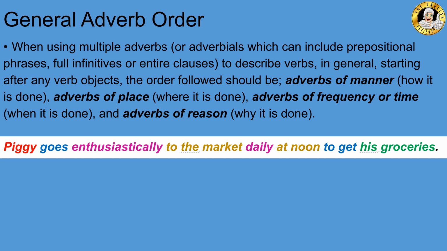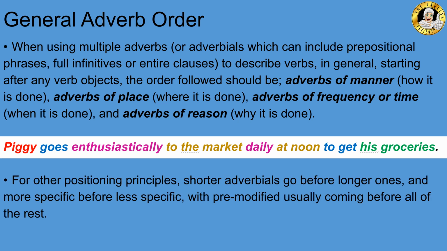So regardless of actually what these things are, they are all really acting adverbially. And then you've got the object, his groceries. So Piggy goes enthusiastically to the market daily at noon to get his groceries. Now, this is the general order for placing adverbs. However, adverbs actually are quite mobile, as you will see shortly.